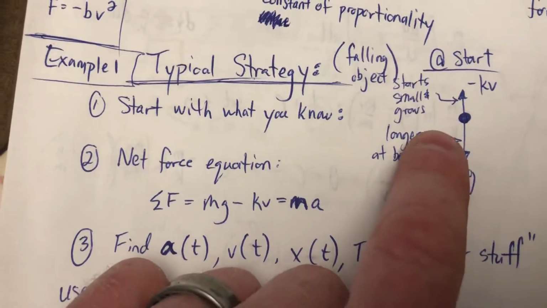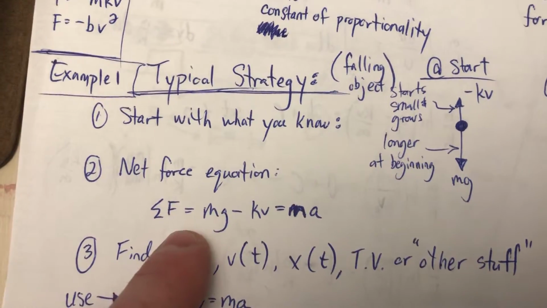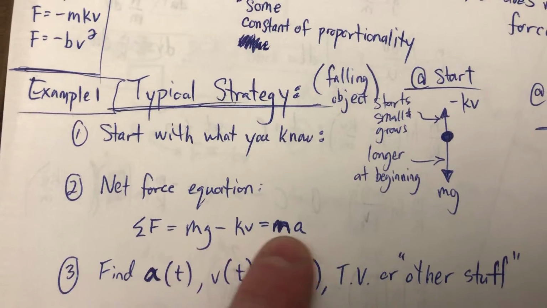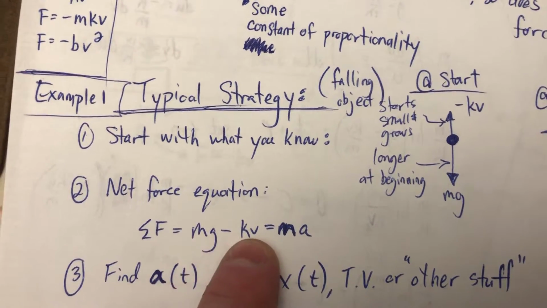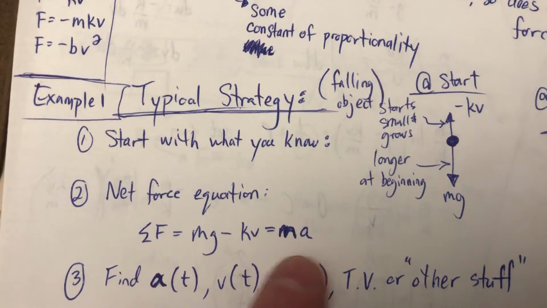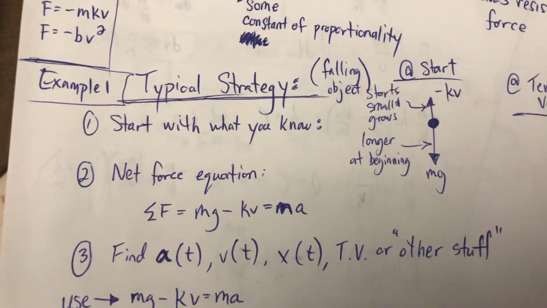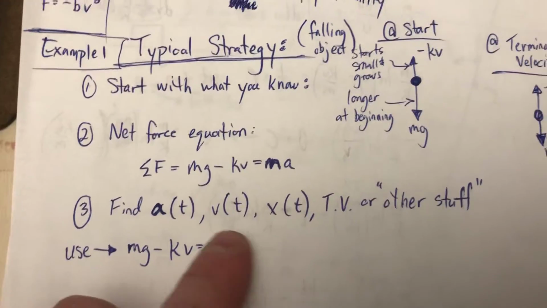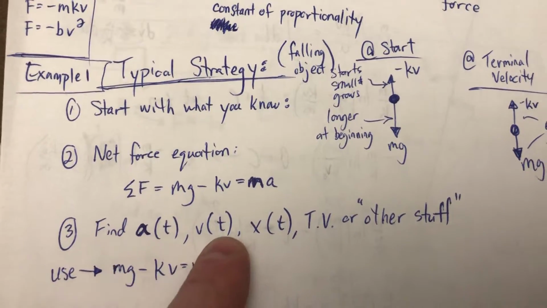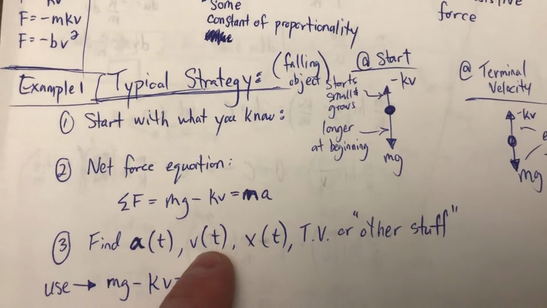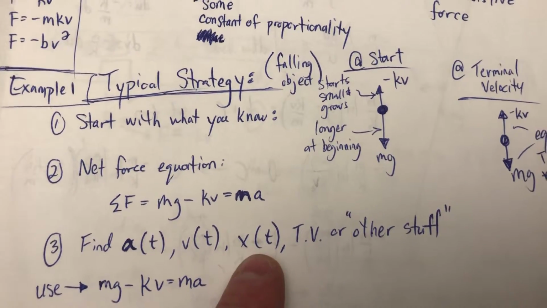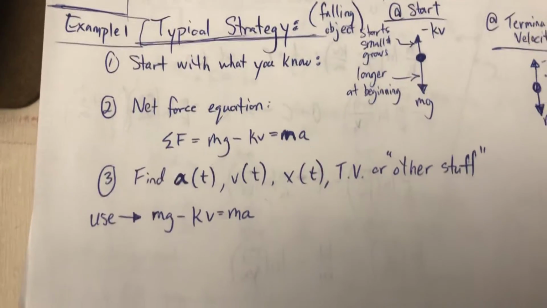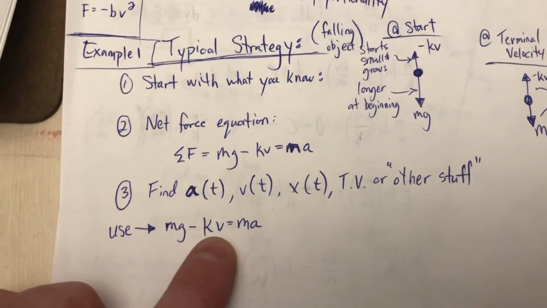And from your force diagram, it's very straightforward to write down the net force equation. So it's winner minus loser equals ma. So it's gravity minus kV equals ma. And then the problems from that point on will diverge and ask you for a bunch of different things. Typically, they're asking you to find the acceleration, the velocity as a function of time, the position as a function of time, terminal velocity, or some other thing.